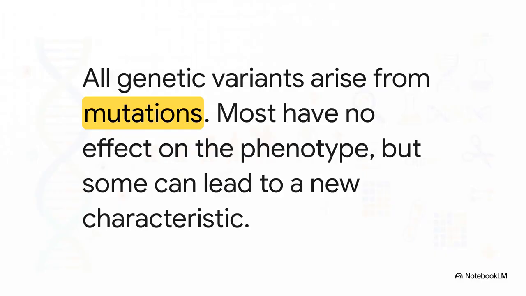But hang on, let's trace this back even further. Where does a new genetic trait come from in the first place? The ultimate source for all of it is mutation. These are just random changes that happen in an organism's DNA. Now, most of the time, they do absolutely nothing, but every once in a while, a mutation can create a totally new characteristic, adding fresh material to the variation pot.